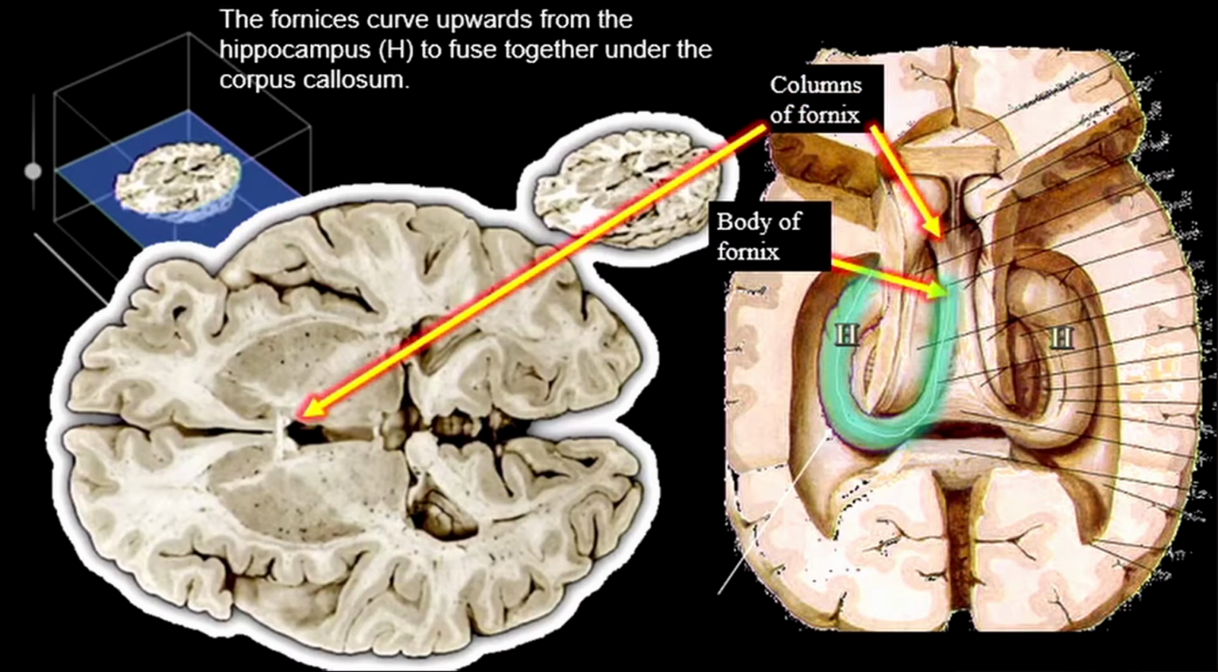And then the columns of the fornix will dive downward. So look carefully at where the little blue dot is. That blue dot is identifying the columns of the fornix going up and down just behind the anterior commissure.